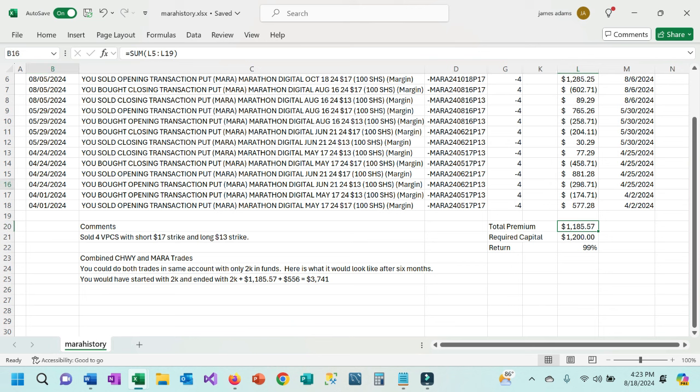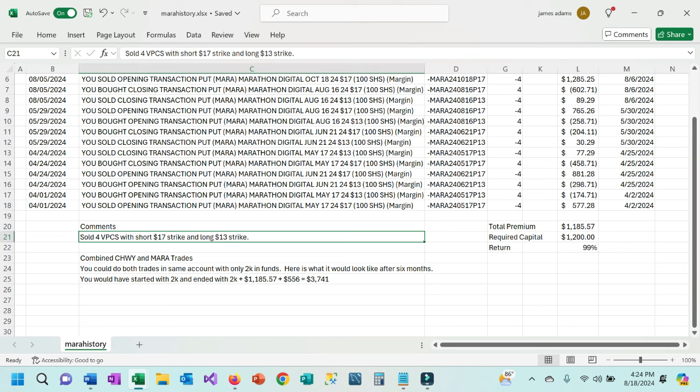And like I said, I've done about one trade a month. So the first one was April, so if you want 4 to 9, that's 5 months. So I literally have done a trade almost monthly. And again, I sold four vertical put credit spreads. The short was 17 and then the long was 13. And I pretty much kept it like that. I have not changed the spreads.